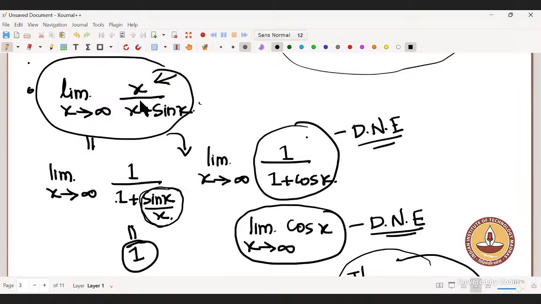Any problem with this part? Is it clear to you now? Yeah, it's clear, sir.